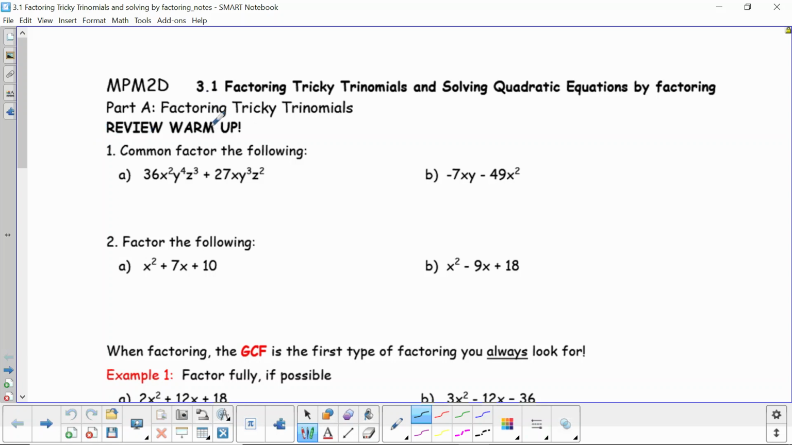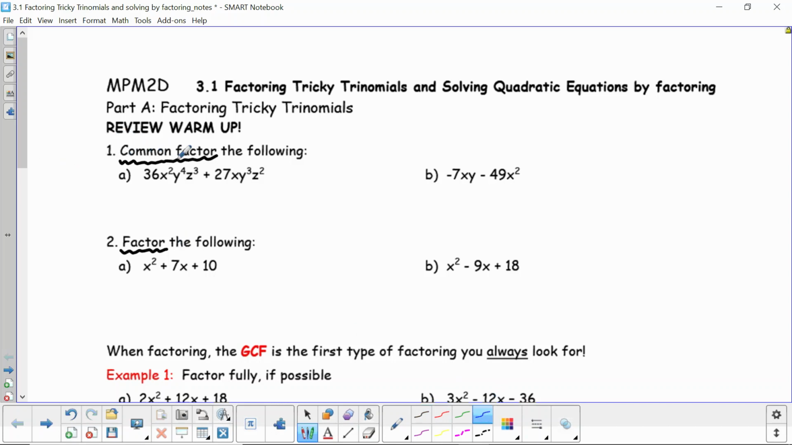Hello, what we are going to do today is factoring tricky trinomials. Before we start factoring tricky trinomials, we are going to review the two factoring methods we have learned. One is common factoring, another one is the simple trinomial factoring. So this is what we have learned before.